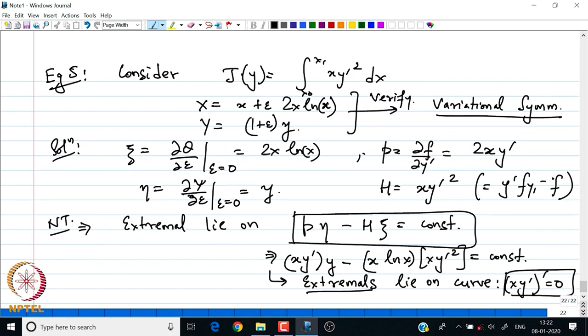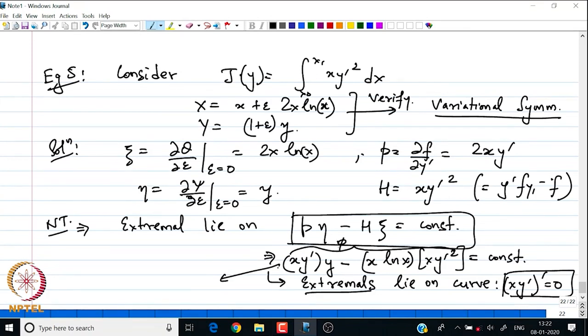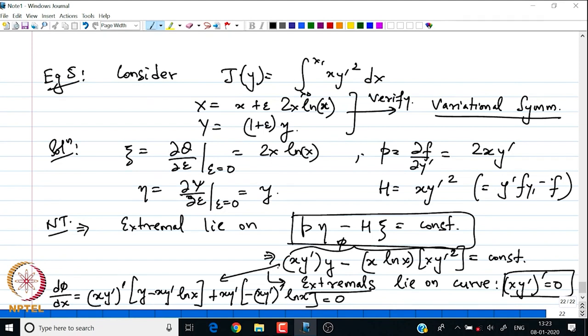The extremals lie on this curve, and how did we get that? Let us differentiate. Let me call this expression phi. So, let us differentiate phi with respect to x, and this gives us the following: x y prime whole prime times y minus x y prime log x, plus x y prime minus x y prime whole prime times log x, right. So, we can see that x y prime whole prime is a common factor in both, and phi x is equal to 0 only if this quantity is 0. So, the conclusion is that the extremals lie on this curve, and that comes right from Noether's result.